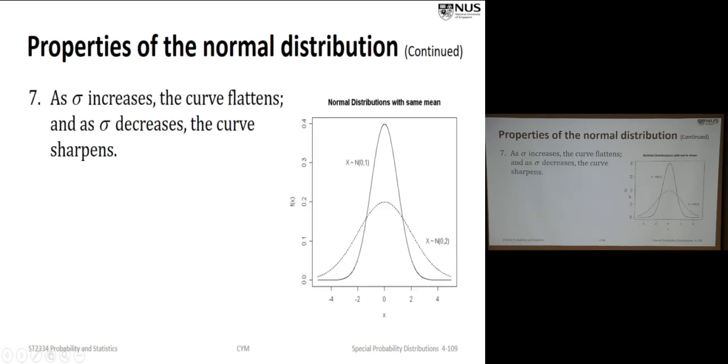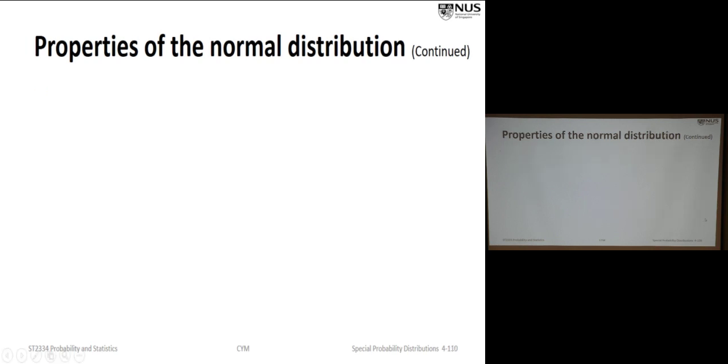So this is another two distributions with the same mean. That means they are centered at 0. One has a variance equal to 1, while the other one has sigma equal to 2. So you can see that with sigma equal to 2, there is larger variation. So it's like that. All right.